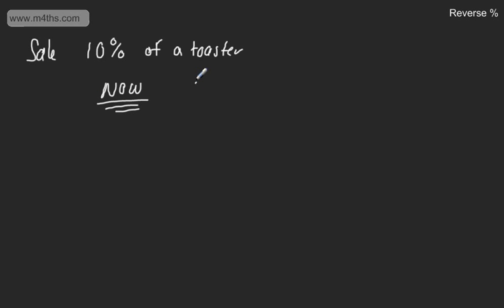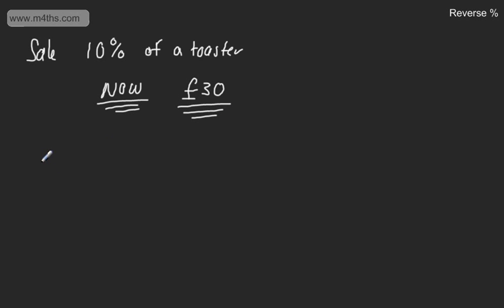Okay, let's move on and look at something called reverse percentage. If I go to a sale and we see that there's 10% off a toaster, and the toaster now costs, let's go for £30. We want to know what it was before.